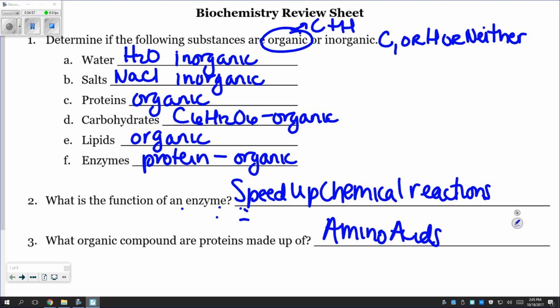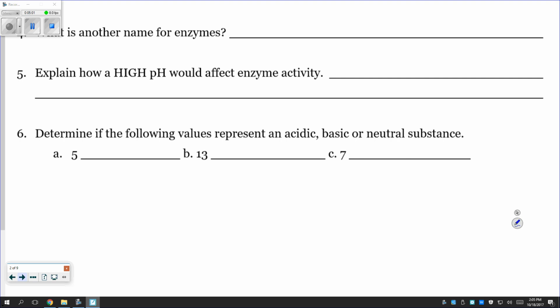All right, next up, we have our second page. It says, what is another name for an enzyme? And we've been going over this a bunch. You could either call it a catalyst, you might see organic catalyst, you might see biological catalyst. All of those mean the same exact thing. So a catalyst and an enzyme are synonyms for one another. And again, many times we're going to put either organic or biological in front of that.